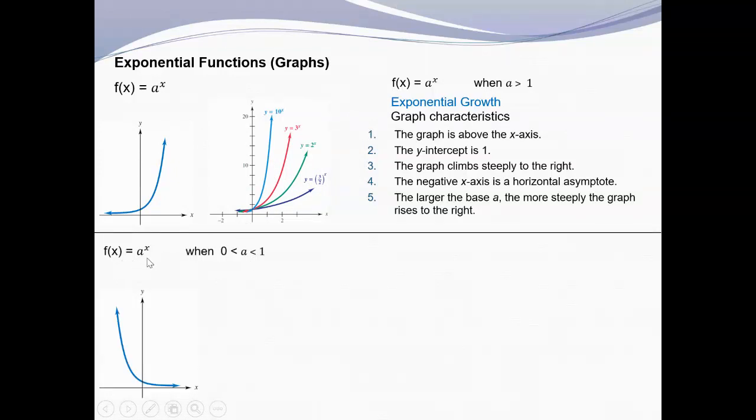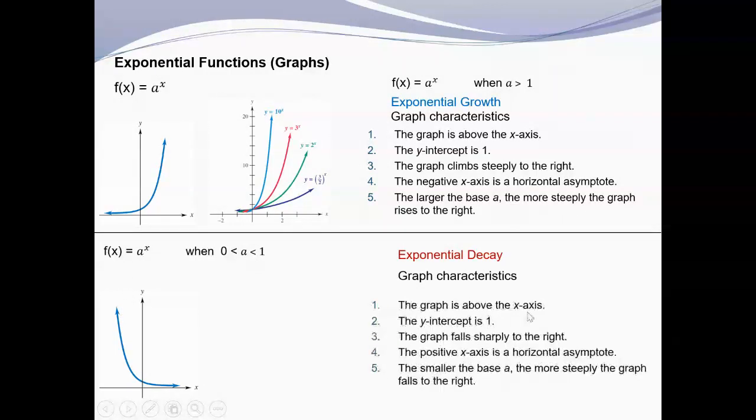And this is an exponential function. This would be the negative, exponential decay, because it starts high and it begins to get low. A has to be between 0 and 1 for it to be exponential decay. And these are the characteristics. The graph is above the x-axis. The y-intercept will be 1. There's my 1.